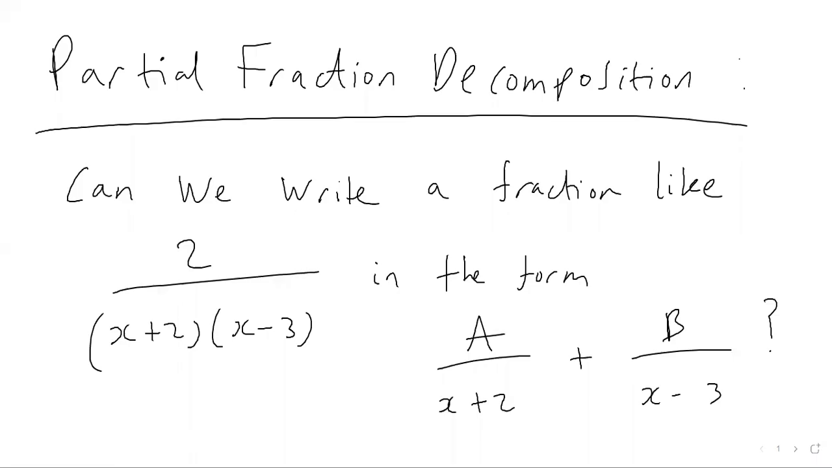Hello, so in today's video, we're going to move on to a new topic. We're going to move on to partial fraction decomposition. So the aim of partial fractions is essentially an example like this that we can see on the screen here. Can we write a fraction like 2 over (x plus 2) times (x minus 3) in the form a over x plus 2 plus b over x minus 3? So can we write this fraction in a form where we can actually split up these factors on the denominator?